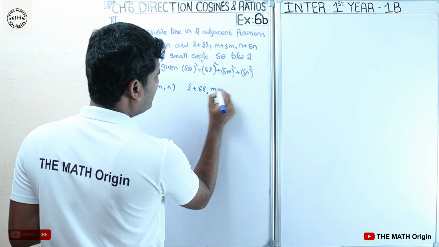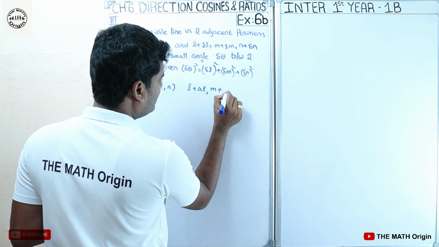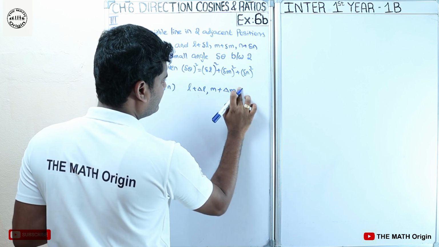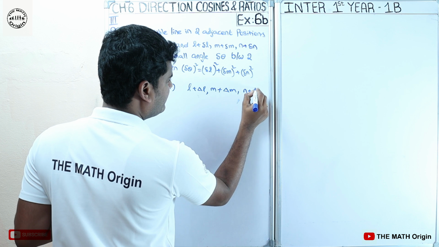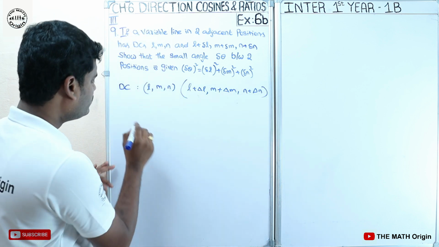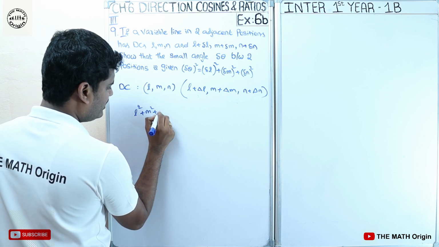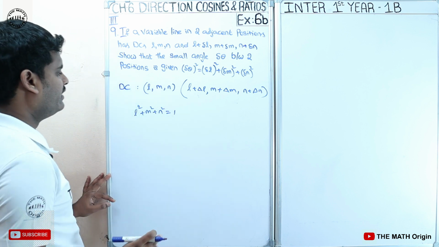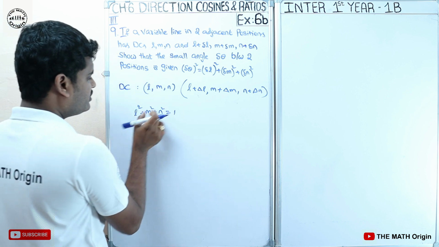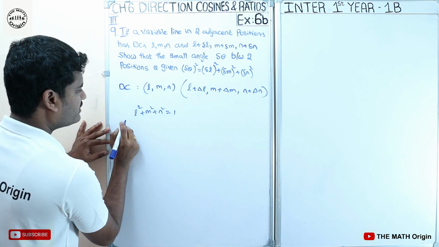Okay, what I will do, instead of this symbol I will write the delta symbol: M plus delta M comma N plus delta N. Now we have two direction cosines, and we also know that L square plus M square plus N square is equal to 1. So let's substitute these L, M, N values into this.